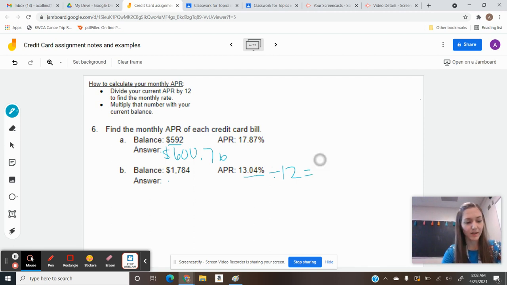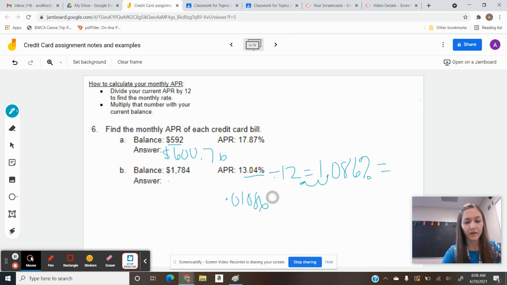When I do that, I get 1.086% per month. Okay, so that's my monthly charge just for using my card. In order to figure out my balance, I have to convert that percent into a decimal, and when I do that, I get 0.01086.